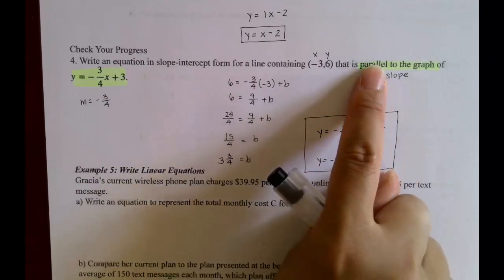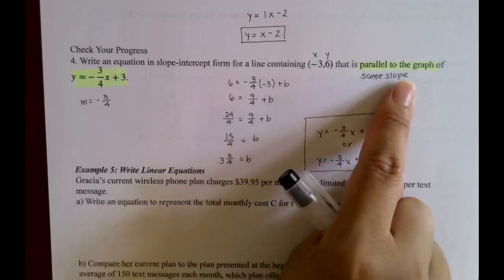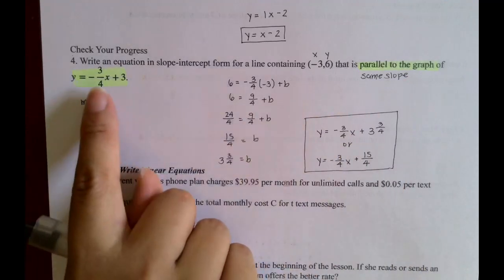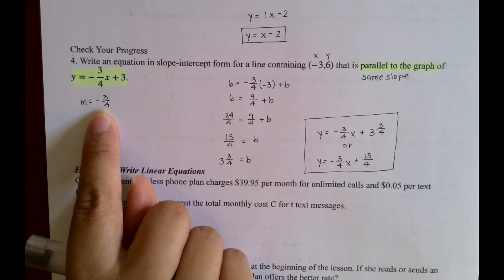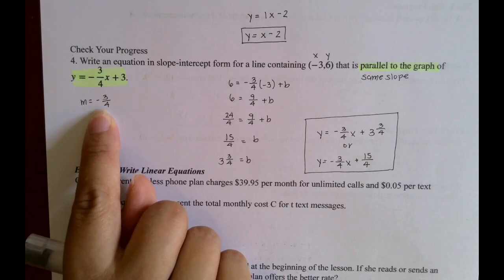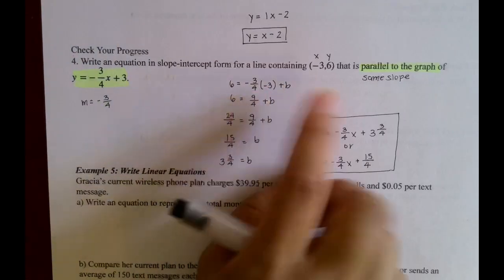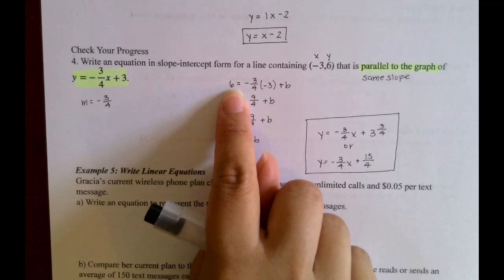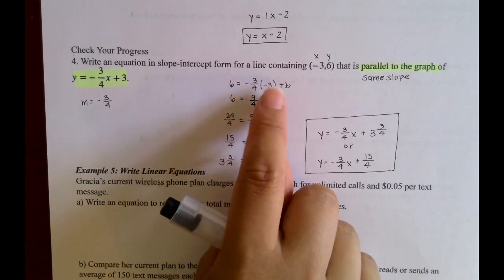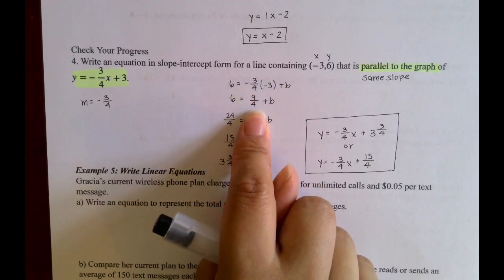Okay? Because it's parallel, it should be the same slope. And since this slope is -3/4, my slope from my other line should be -3/4 as well to be parallel. Then I plugged in my x, -3, and my y for 6, and I did my math. -3/4 times -3 is 9/4.